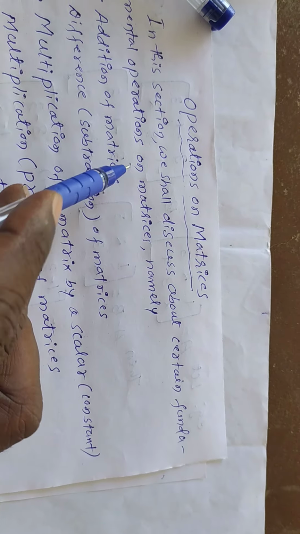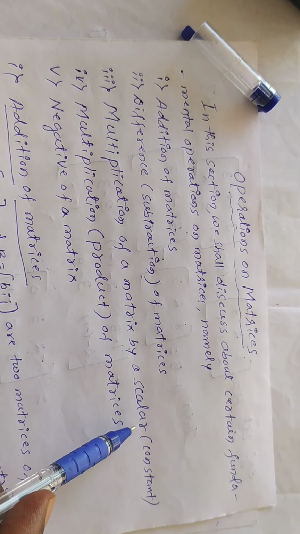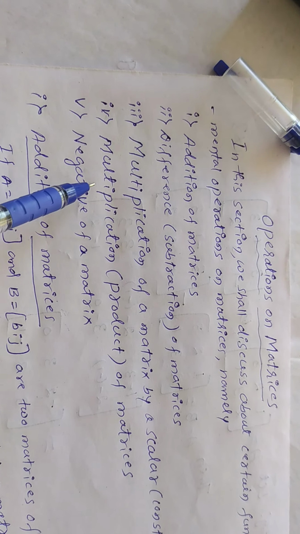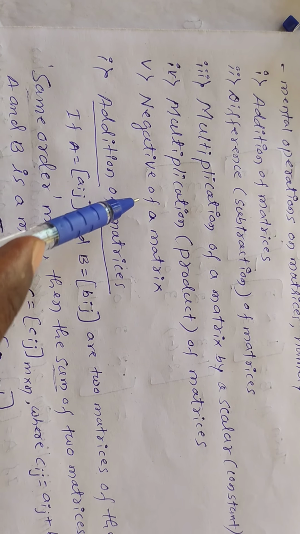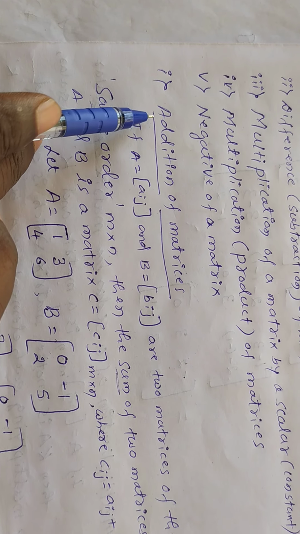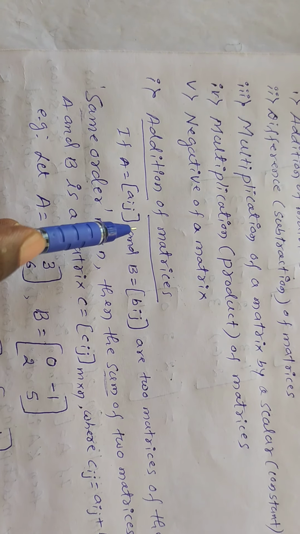First one is addition of matrices, difference or subtraction of matrices, multiplication of a matrix by a scalar or constant, multiplication or product of matrices, negative of a matrix. First one, addition of matrices.